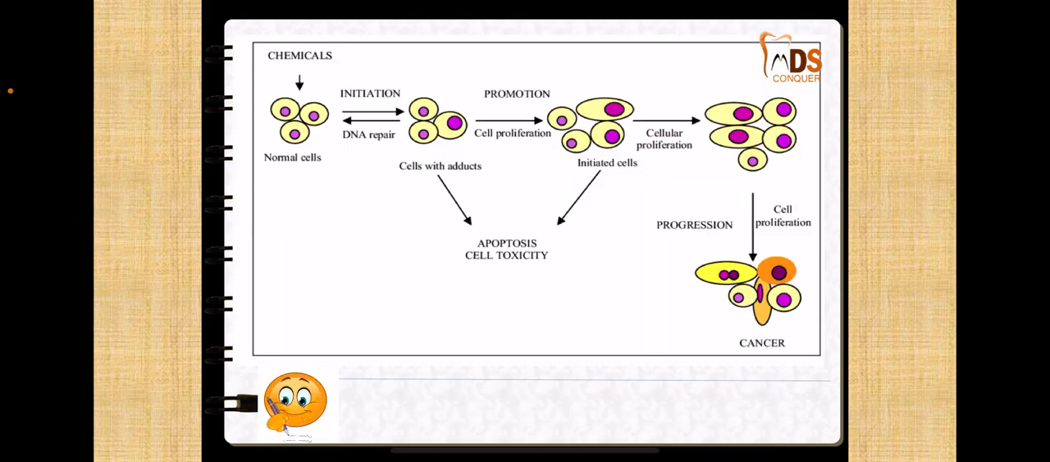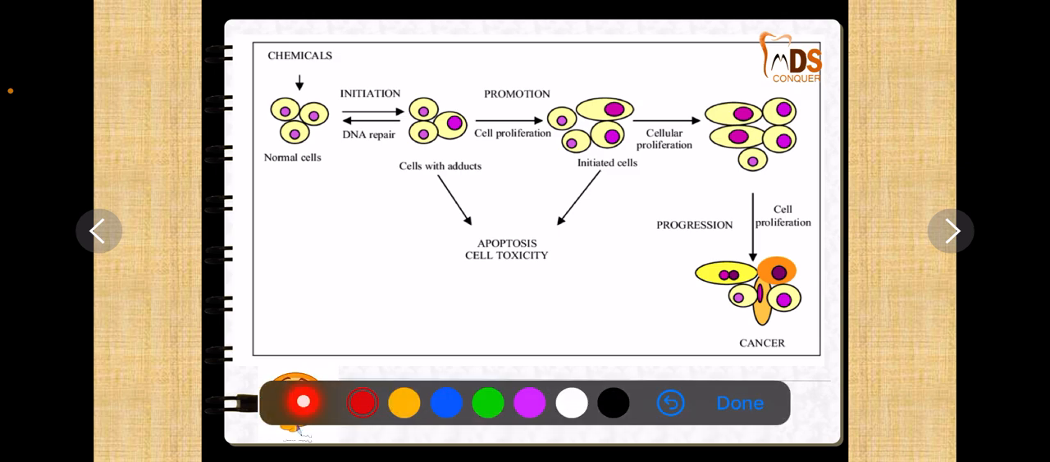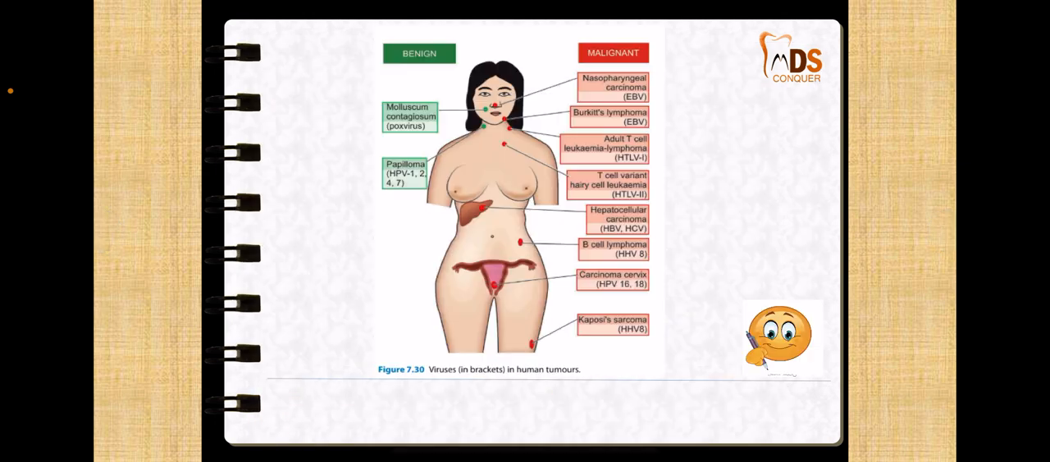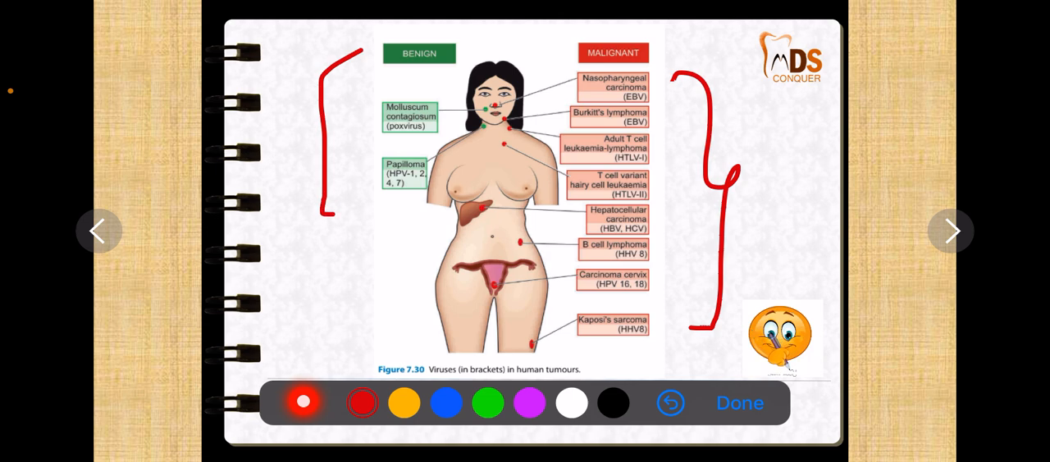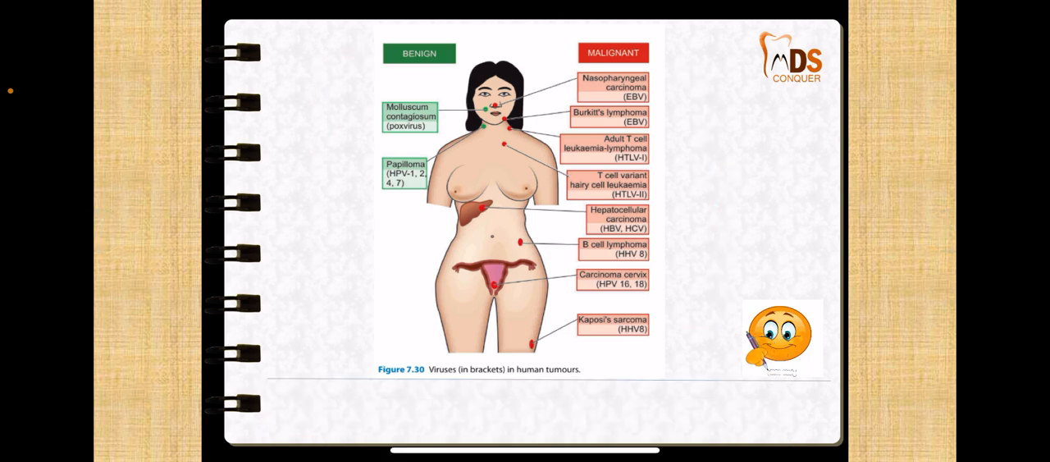So these are how, with exposure to toxic chemicals, the cancer occurs. So initiation, promotion, followed by progression. Okay, so viruses that can cause human tumors, so various viruses and the respective malignancies. So examples are clearly given here, so benign and malignant. So have a look at this.